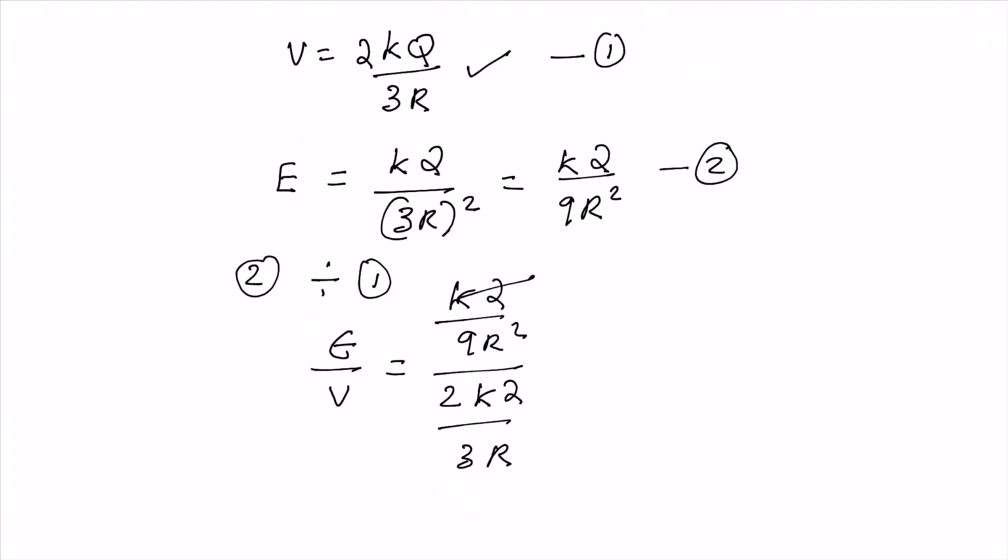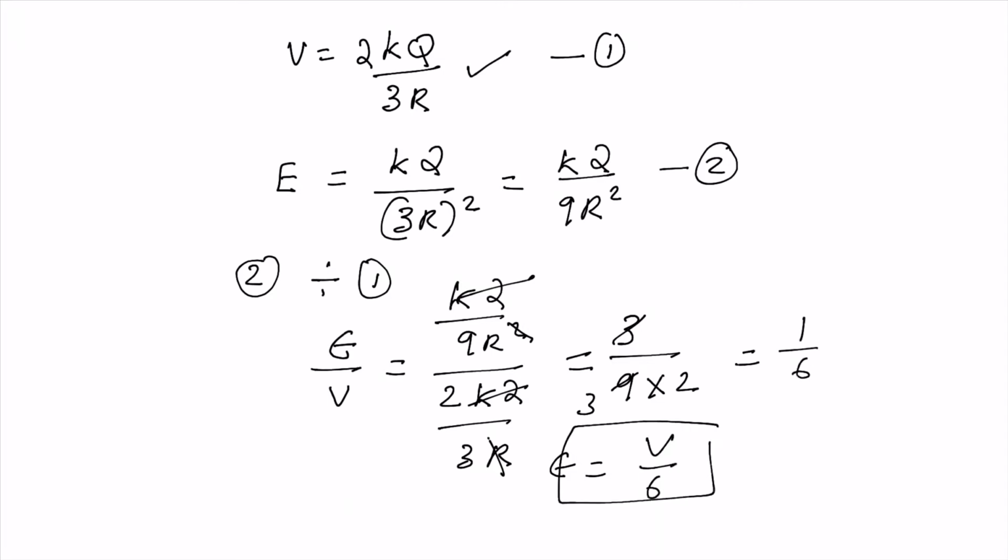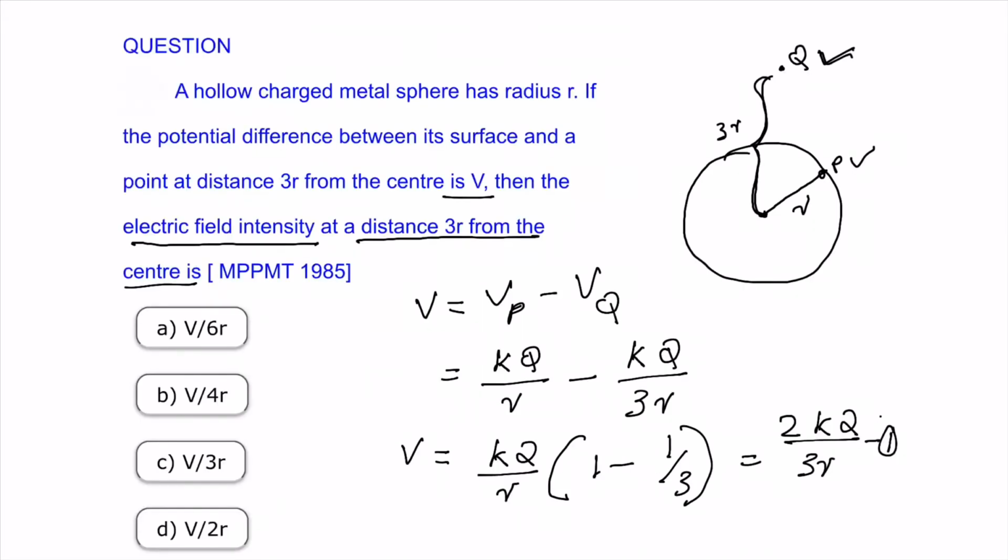So what will be the value? See, KQ cancels, then r will cancel. So 3 will go up, right? 3 into 9 into 2. So E will be equal to V by 6, okay, and r is here, right? So V by 6r. Electric field is equal to V by 6r. So it is option number A.